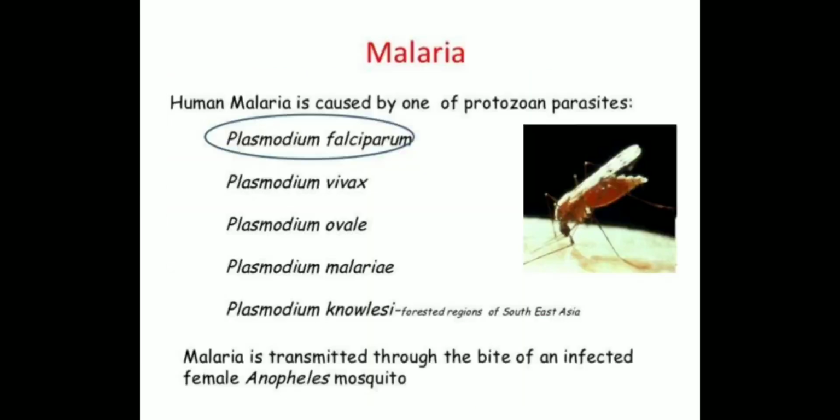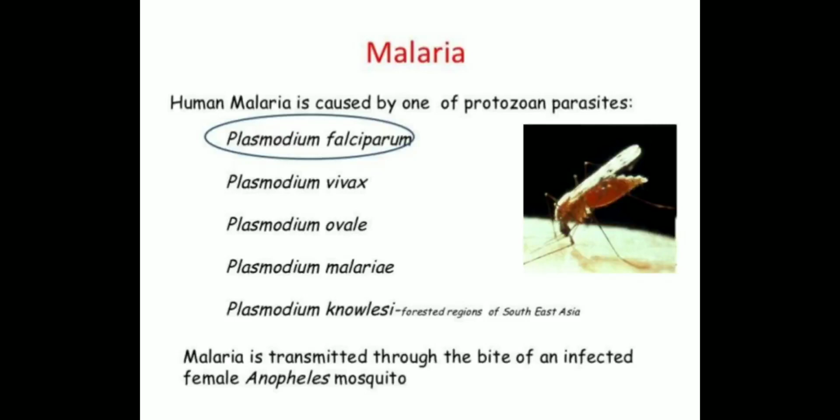So malaria is one of the most common hemoparasites, and that is caused by which organism? That is Plasmodium falciparum. Okay, so Plasmodium falciparum is a parasite which causes malaria. The most common species are falciparum and vivax, but other species are also there. The species causing malaria are Plasmodium falciparum, Plasmodium vivax, Plasmodium ovale, Plasmodium malariae, and Plasmodium knowlesi. So these are the types of malarial parasites.